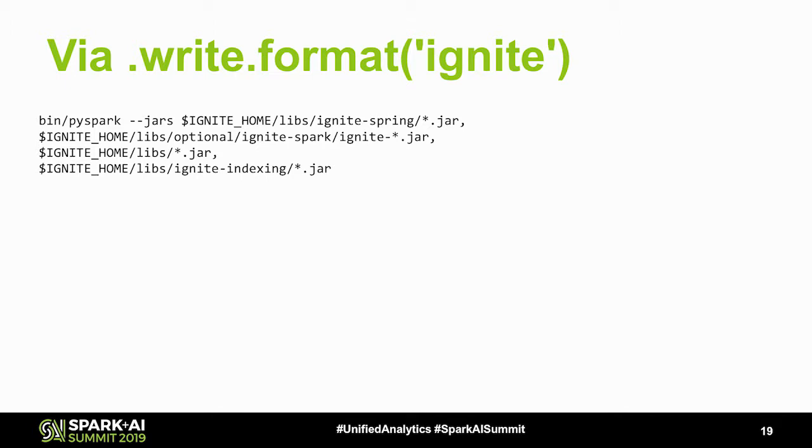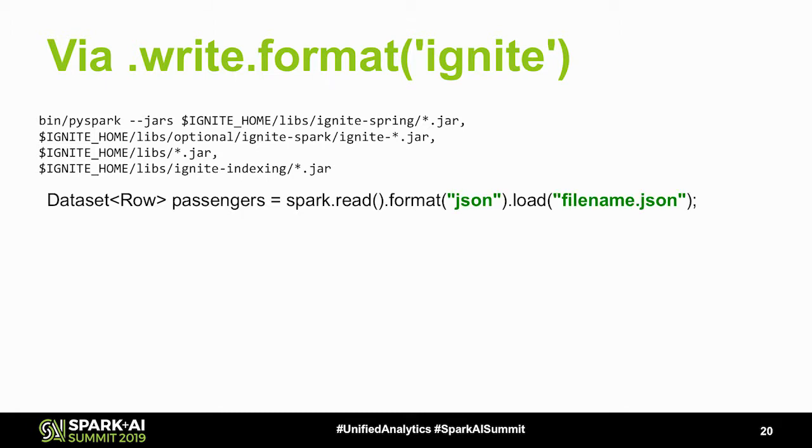The first approach is via write.format Ignite. Out of the box, Spark doesn't know about Ignite, of course. So we have to start with a couple of extra parameters. For example, we could run PySpark with Ignite jars. Next, we should load the data into a Spark data frame. For example, here we read something from a JSON file. It can be passengers from the Titanic dataset.